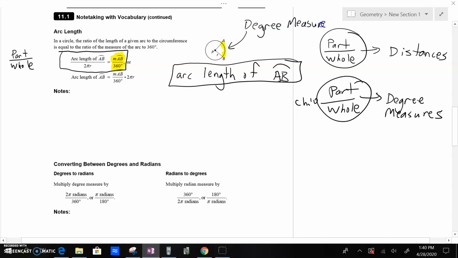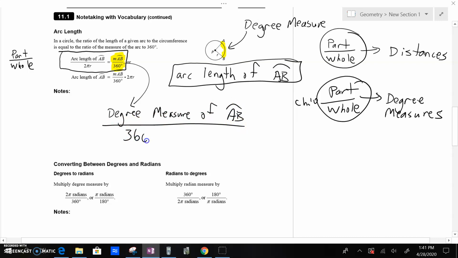And whatever that degree is, when we divide it by 360, that's the total degrees in the circle. So this is part divided by whole. It's the degree measure of AB divided by 360, which is the degrees in a circle. And so let's write that. Let's say degree measure of the arc AB divided by the 360 degrees total in the circle.